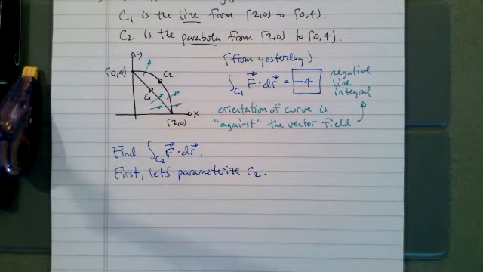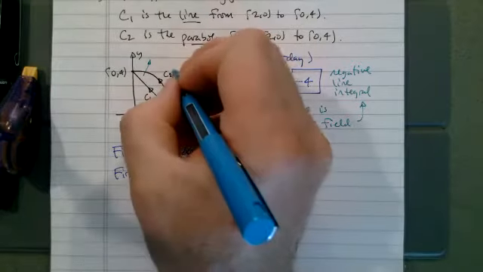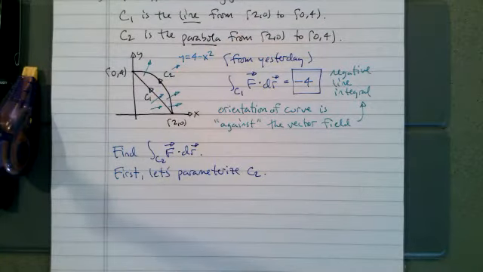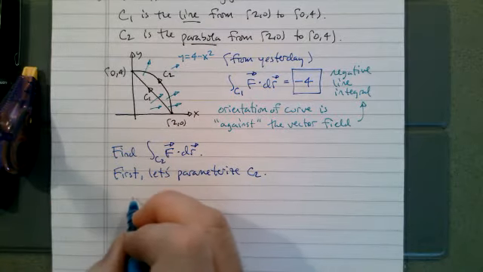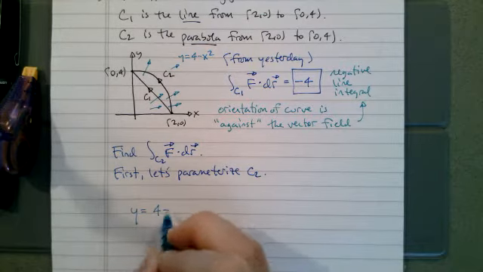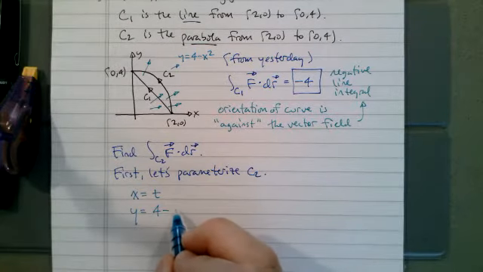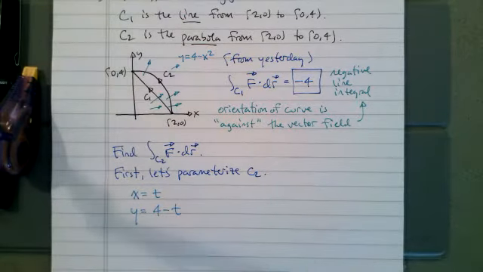The advantage that we have here is that C2 can be described with a function. The curve C2 is actually the function y equals 4 minus x squared. So we have a bit of an advantage. The curve can be described where y is a function of x. That means that's where we should start. Since y is just 4 minus x squared, let's make x the parameter and write y in terms of x. So x is equal to t and y is equal to 4 minus t squared.